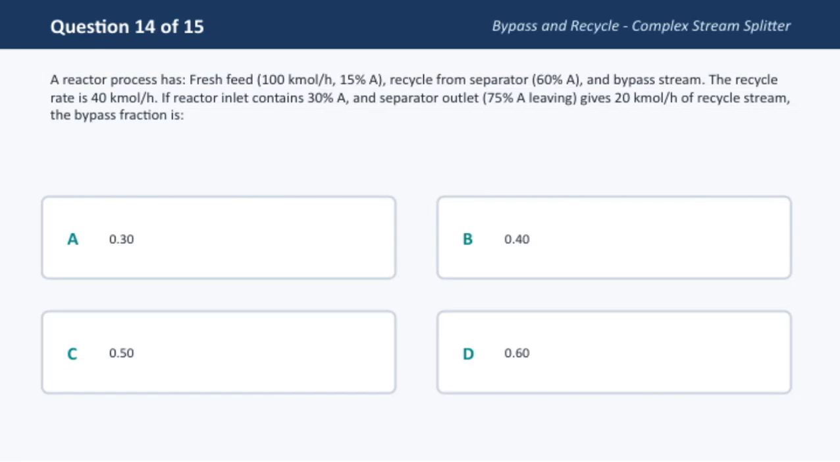Let's break down this reactor process problem. We have a fresh feed, a recycle stream from the separator, and a bypass stream. The fresh feed is 100 kmols per hour with 15% A. The recycle stream is 40 kmols per hour, but the separator outlet, which is 75% A, only gives 20 kmols per hour back. The reactor inlet ends up with 30% A. Our goal is to find the bypass fraction. That is, how much of the feed bypasses the reactor. It's a classic example of balancing streams in a complex splitter.